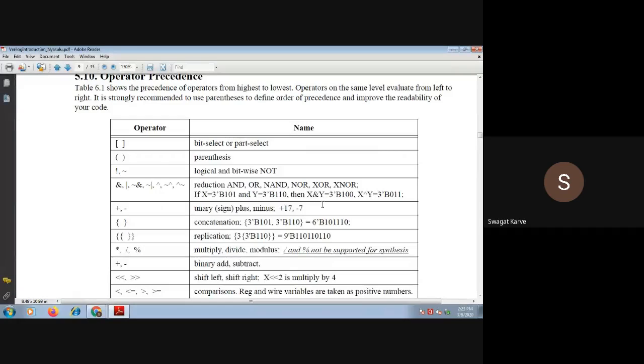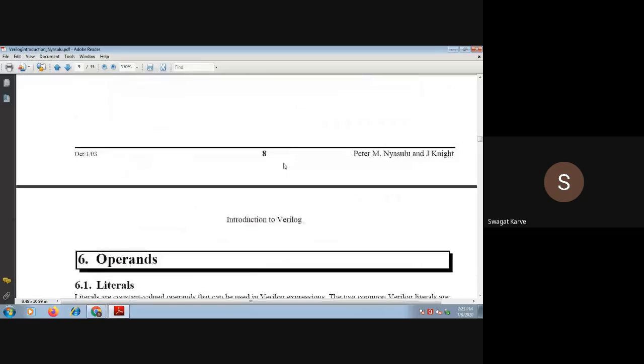That means the precedence is from highest to lowest, from top to bottom. The same precedence that we have seen in VHDL also. That means the top entry has the highest precedence, and the bottom entry has the lowest precedence. So in VHDL also, operators go from top to bottom, that means highest to lowest precedence. So this is about operator precedence.